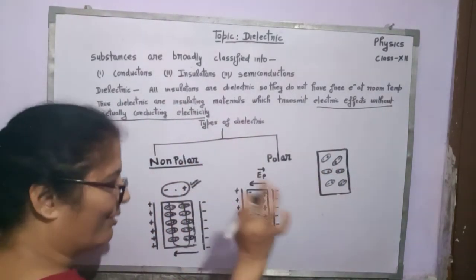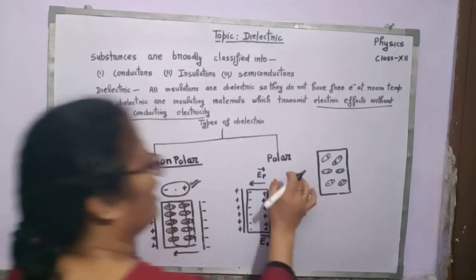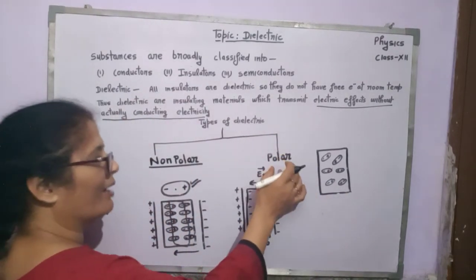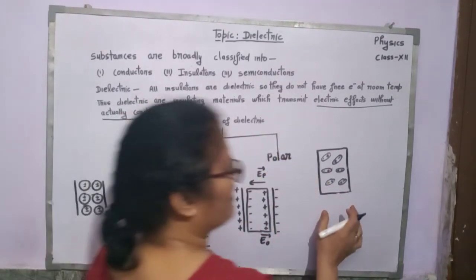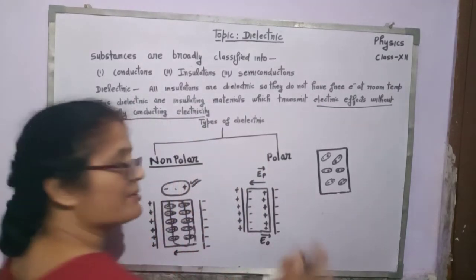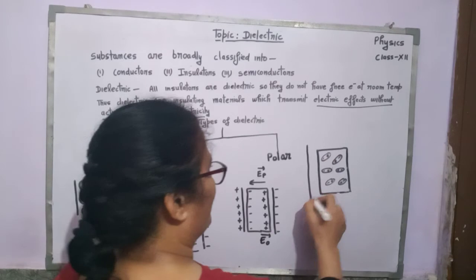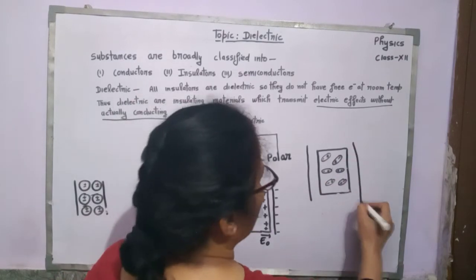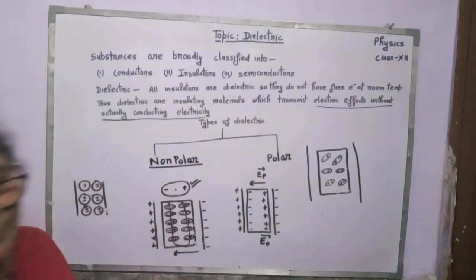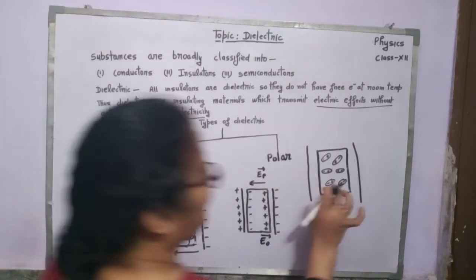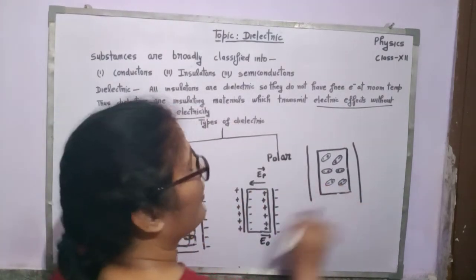The net electric dipole moment when a polar dielectric is placed between the plates but there is no electric field, that means two plates are present there but there is no charge on the plates, is equal to 0.